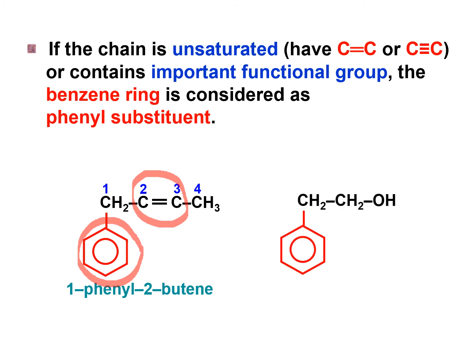Second, we have a carbon with an OH group. So the first carbon, where the OH is bonded to it, is given as carbon 1, followed by the second carbon, carbon 2, and we have benzene as a substituent bonded at carbon 2. So the name is 2-phenylethanol.